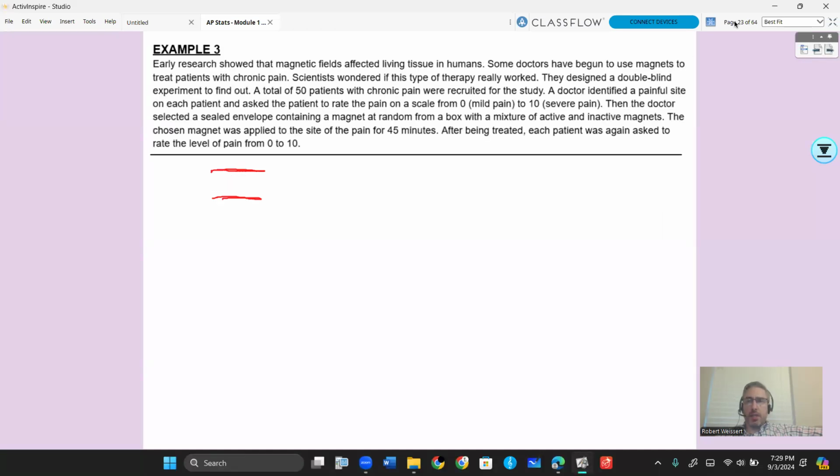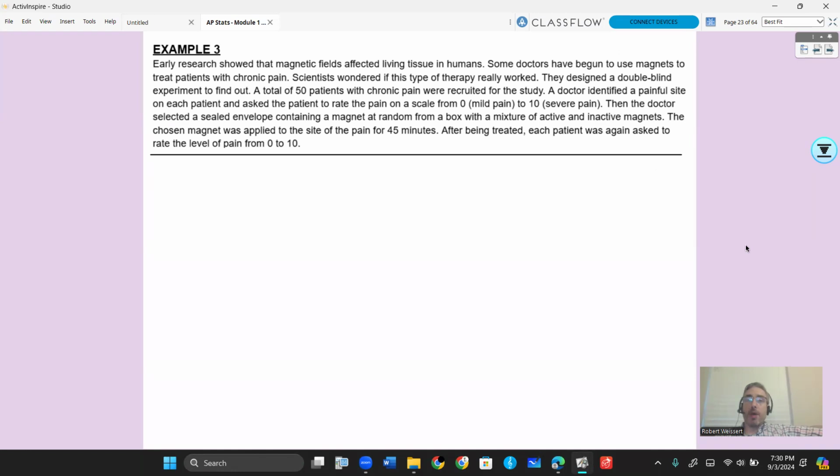So let's look at the next example. Early researchers showed that magnetic fields affected living tissue in humans. Some doctors have begun to use magnets to treat patients with chronic pain. Scientists wondered if this type of therapy really worked. They designed a double-blind experiment to find out. A total of 50 patients with chronic pain were recruited for the study.